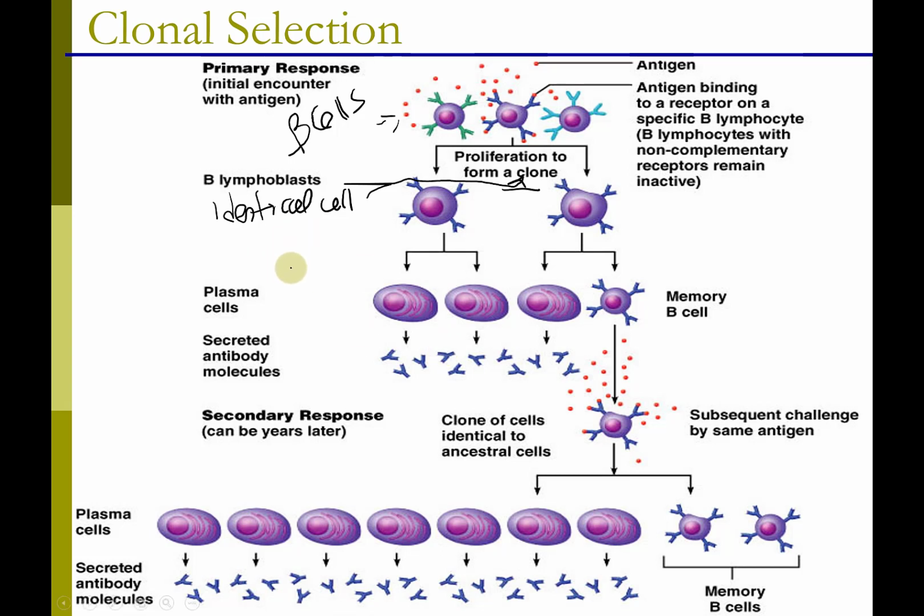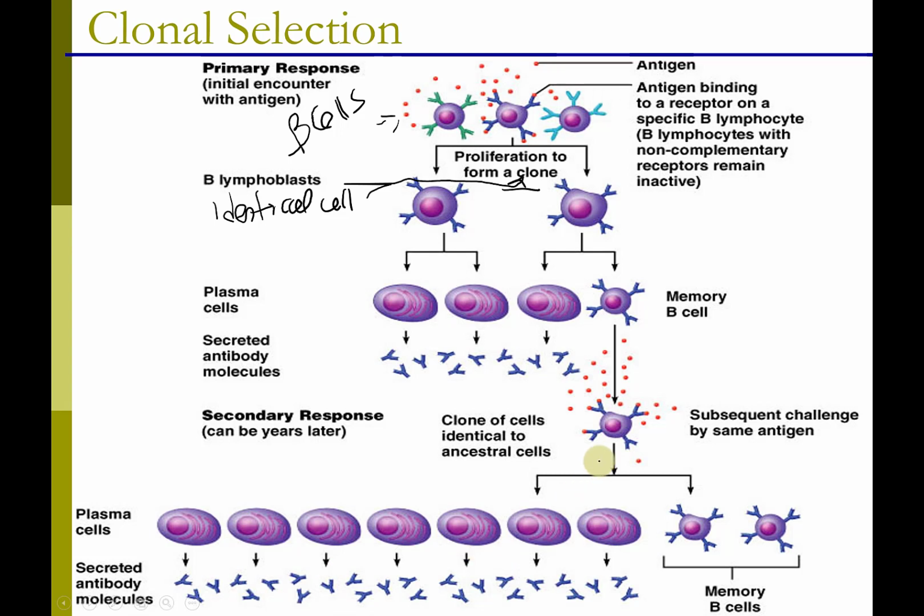So then let's say 2 years later, you're exposed to the flu again. See, years later. Now what happens? Well, you have that memory cell that already has receptors. It's already been trained. And so the memory cell immediately makes plasma cells and clones, and plasma cells and memory cells. The plasma cells make antibodies.